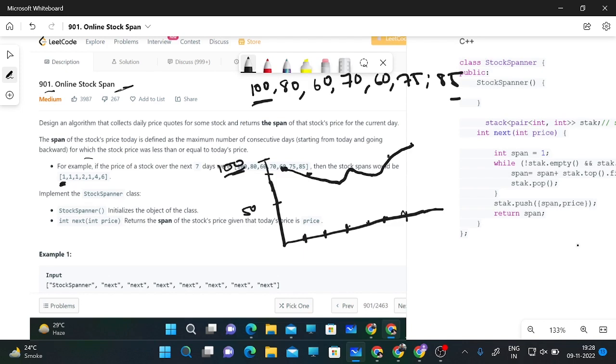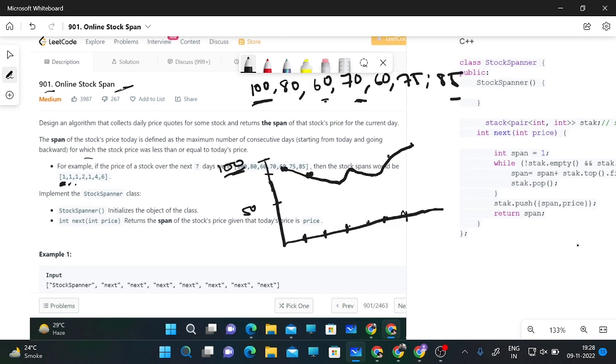It is 1, right? Now for the 80 we will check the previous day. We have one data, 100, right? But it is not less than or equal to today's price, it is greater than today's price, so we will return 1 again because that day is the only value. Now again we will check for 60. Is the previous data less than or equal to this 60? No, we do not have that data, so we will return 1.